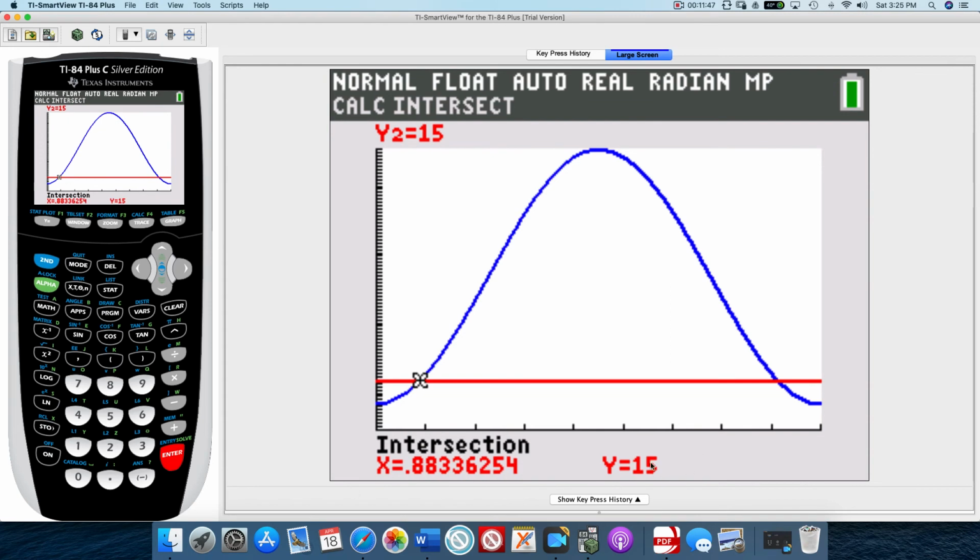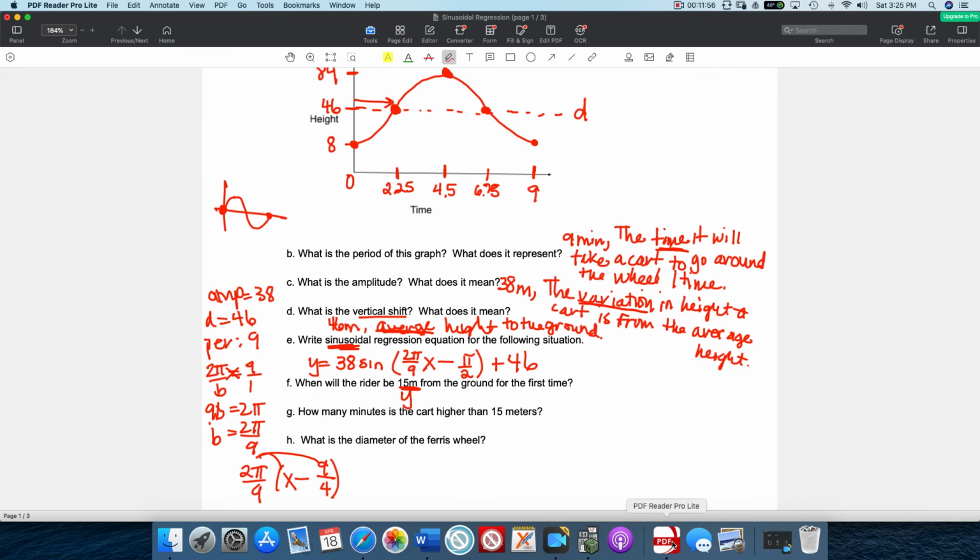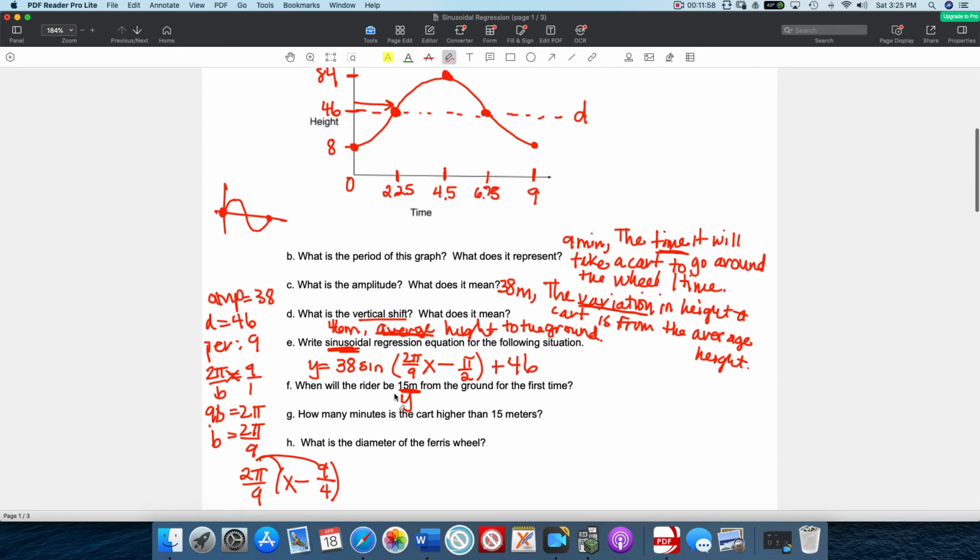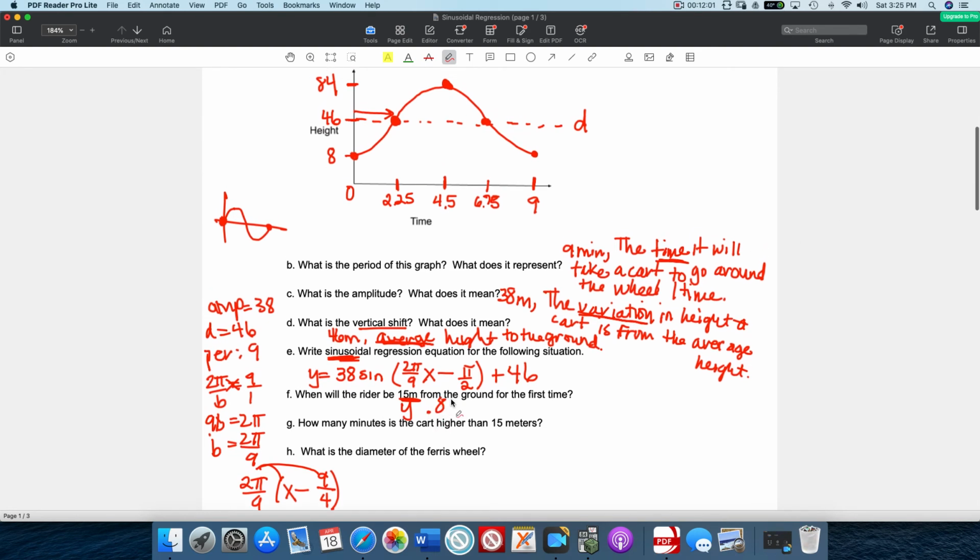So here's where I'm 15 feet off the ground, and it would be 0.883. We'll stop there. And then remember, we were in minutes. So this would be 0.883 minutes. Okay? And kind of look at your graph. 15 is going to happen way down here close to 0, so almost about a second. I would say that looks pretty legit.